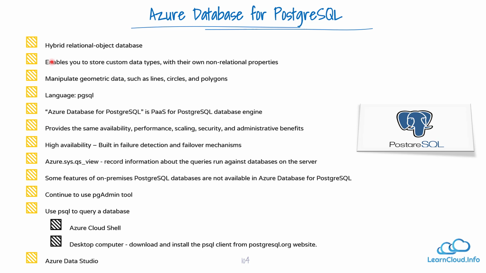PostgreSQL is a hybrid relational object database. You can store data in relational tables, but PostgreSQL also enables you to store custom data types with their own non-relational properties. The database management system is extensible. You can add code modules to the database, which can be run by queries. Another key feature is the ability to store and manipulate geometric data like lines, circles, or polygons.